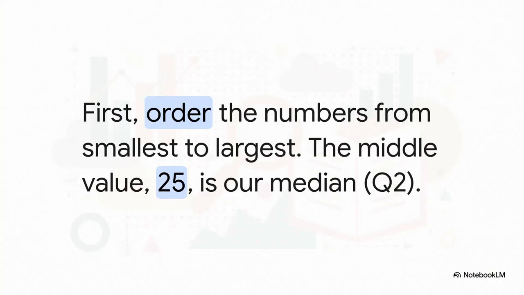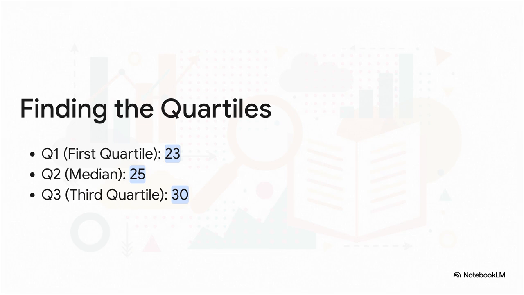Simple as that. But first, you can't slice a messy pizza, right? Same goes for data. Step 1 always is to arrange our numbers from the smallest to the largest. And watch what happens when we do that. That middle number, our median, just pops right out. For our 15 cities, that middle value is 25. That's our Q2. So finding the other two is super easy.